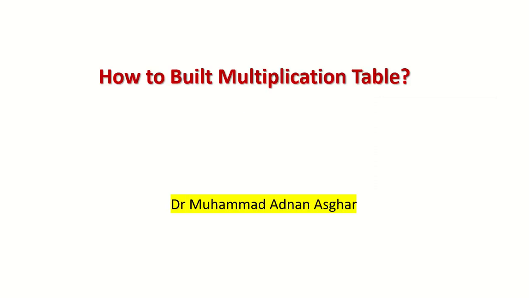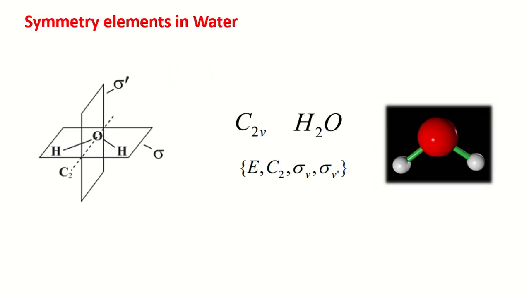As you already know, we have to be aware of the symmetry operations and elements present in the molecule. So we know that water has four kinds of symmetry operations. Number one is the identity, number two is the C2 axis of rotation as a proper rotation, and two planes of symmetry, sigma v and sigma v dash. We have written sigma v and sigma v dash due to the presence of planes of symmetry at different angles.